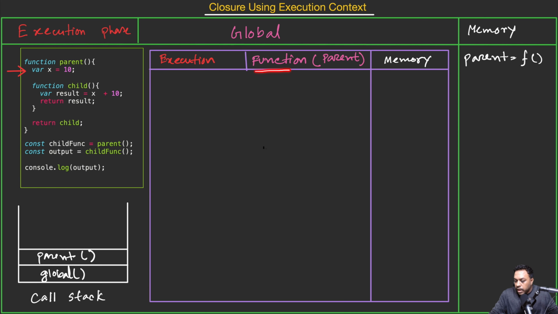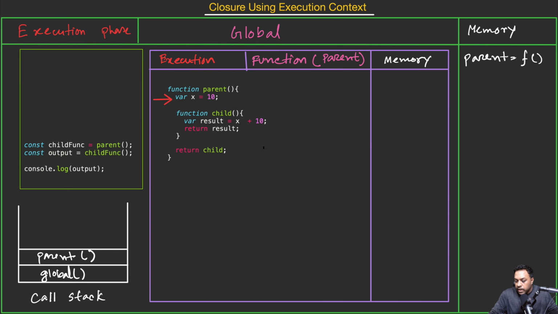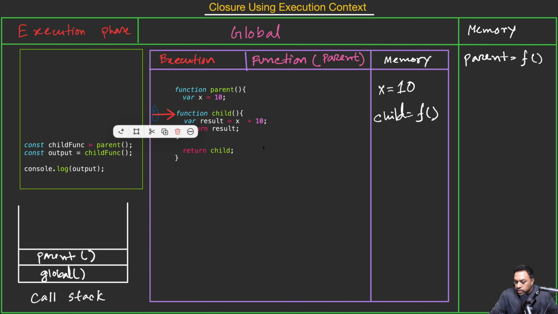Now we have our parent function execution context. Okay, so let's move our code to this context. Here our execution will start in this context. The first line is saving 10 in the variable x. So it will be inside the parent context. Now the pointer will move, and here it is defining a function, child function. So it will be saved in this parent context. Now it will move to the next line.